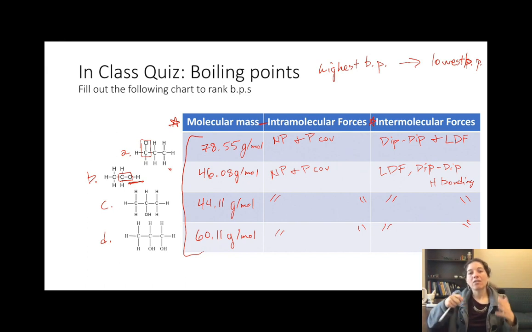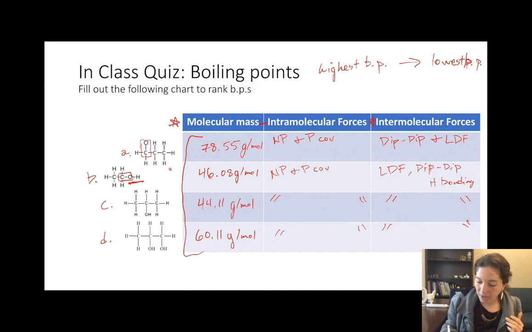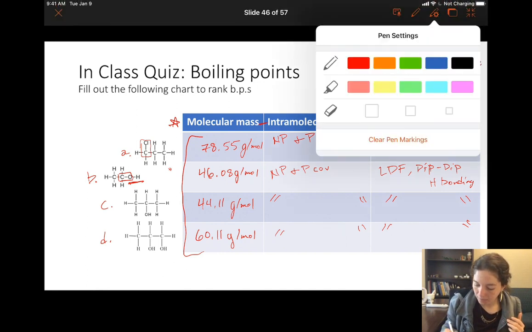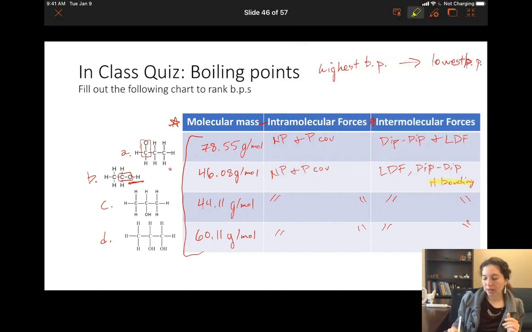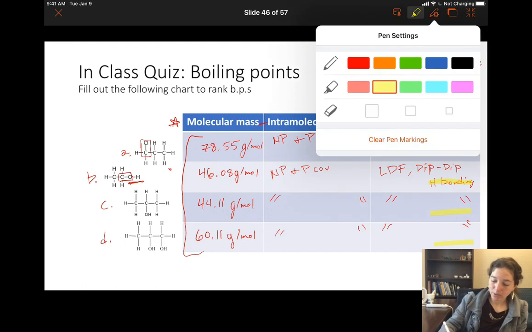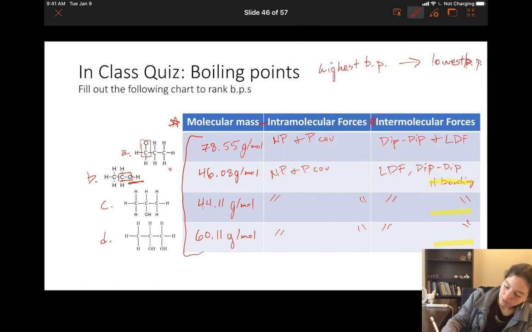So in this case, all of our molecular masses are pretty close together, so it's not going to be a huge factor on our boiling point here. What's going to matter most is our types of intermolecular forces. So let's take a look at what we've got. We have hydrogen bonding here, here, and here. That means A is definitely going to be the lowest because it doesn't have hydrogen bonding. So that's A.